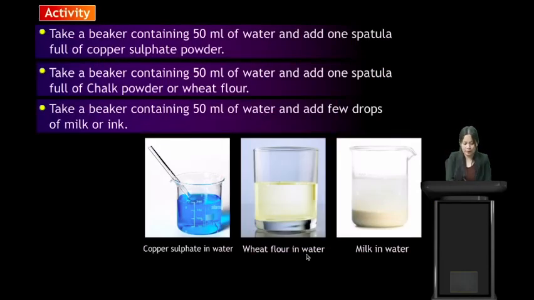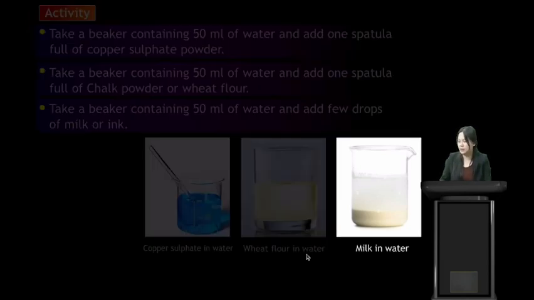So here we have the third case. Take a beaker containing 50 ml of water and add a few drops of milk or ink. So we have milk in water. This is the third type of mixture that we will discuss. Milk in water is an example of a colloidal solution or colloid.